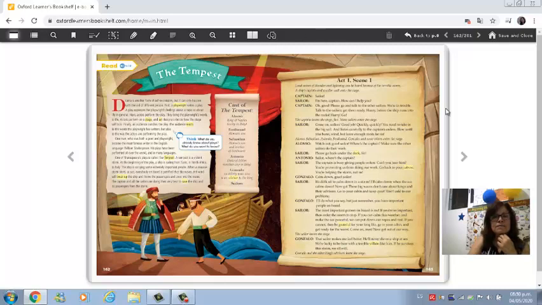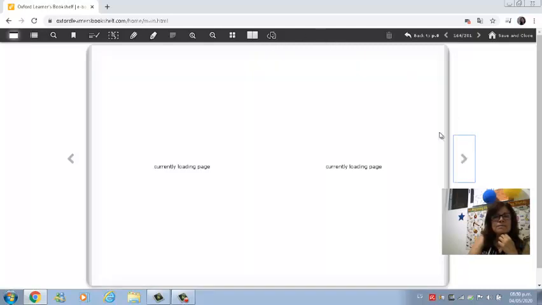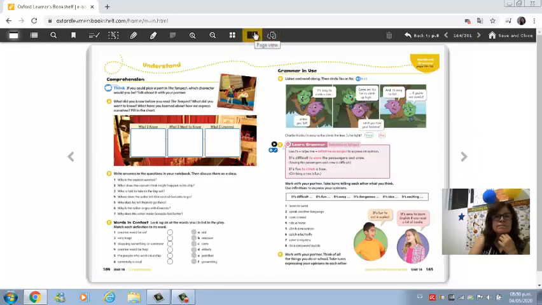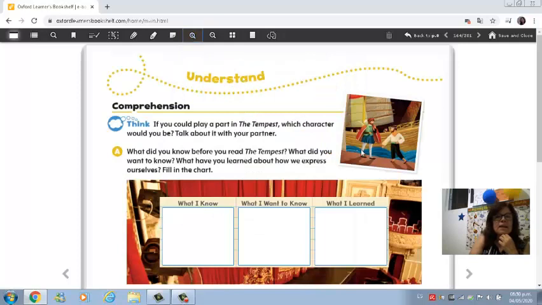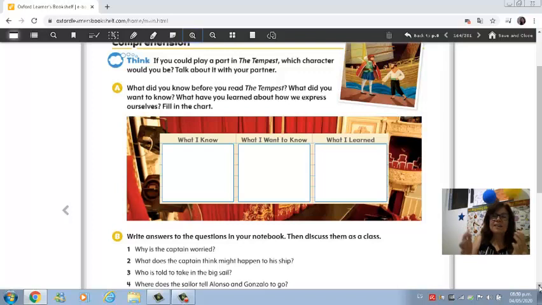164. Okay, remember we have what we know, what we want to know, and what we learned. If you could play a part in The Tempest, which character would you like to be? Think, who would you like to be? The captain, one of the crew, a sailor, which one would you prefer to be?